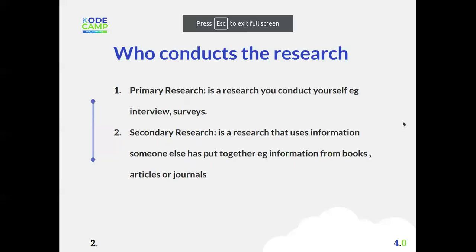The next one is secondary research. It is research that uses information that somebody else has already put together. There are times that you might want to do some research. Let me say, for example, you might want to know the statistics of people, and you might want to create a budgeting app.